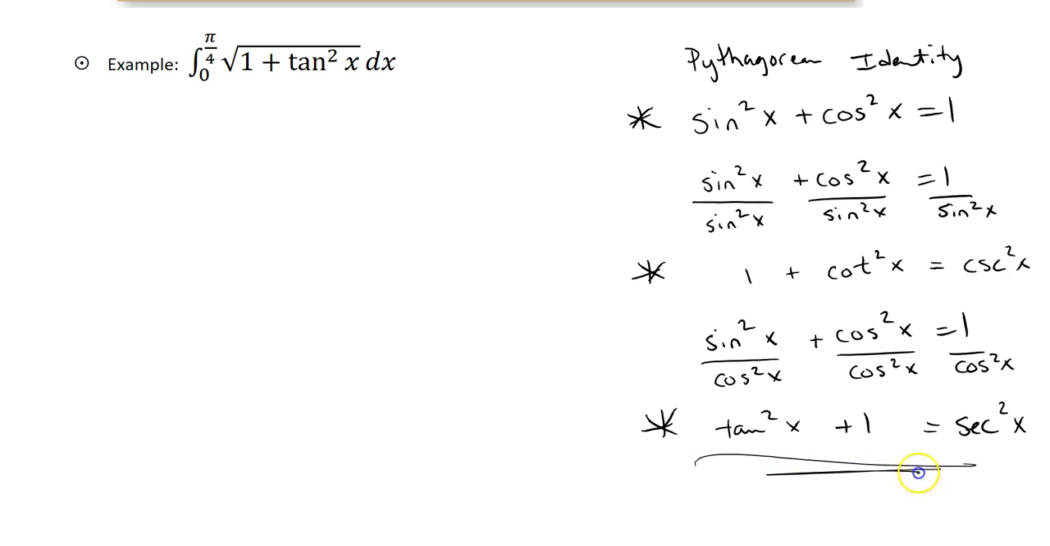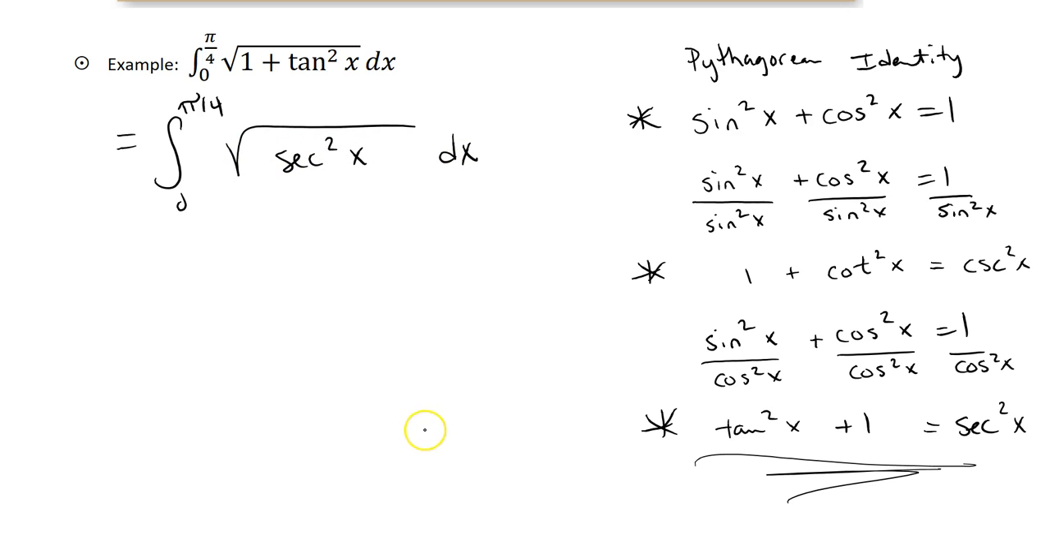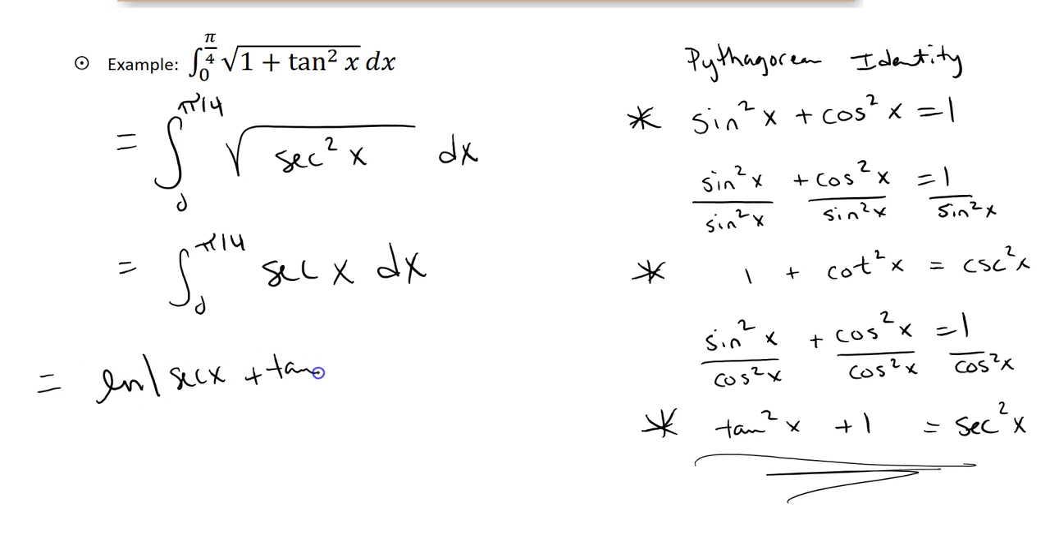So this is the version that's going to be interesting to me right now because I have the square root of 1 plus tangent squared of x dx. So according to the Pythagorean identity, that is the square root of secant squared of x dx. And because you can verify that secant of x is positive from 0 to pi over 4, the square root of the secant squared is going to be the integral of the secant of x. And we know that this is equal to the natural log of the absolute value of secant x plus tangent x. We just verified that. And that's going to be from 0 to pi over 4.